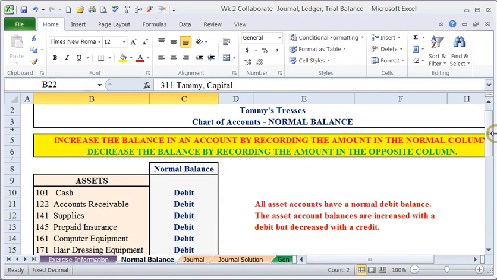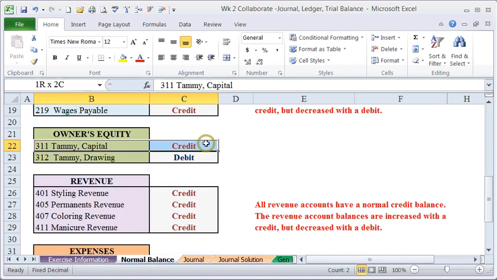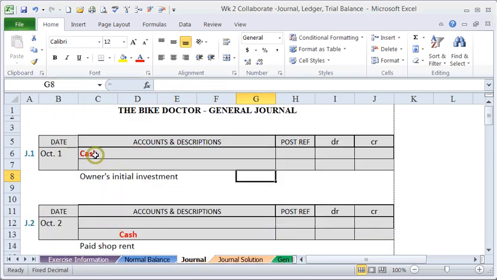If we look at the chart of accounts handout, we'll see that cash has a normal debit balance, so we'll increase the balance in cash with the debit. The owner's capital account has a normal credit balance, so we'll increase that account with a credit. I've given you the names of some of the accounts just to help you get started. Normally you would record the name of both of the accounts that are recorded in this entry, but I wanted to give you a little boost to get started.